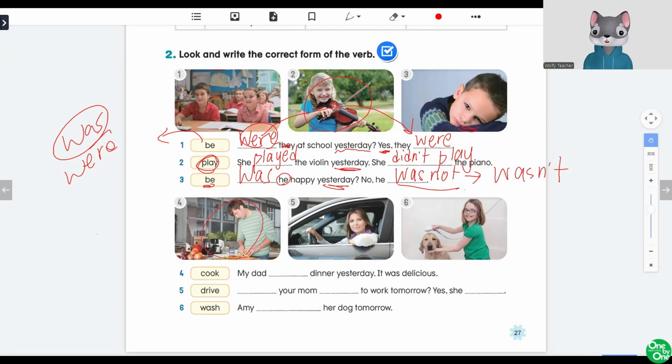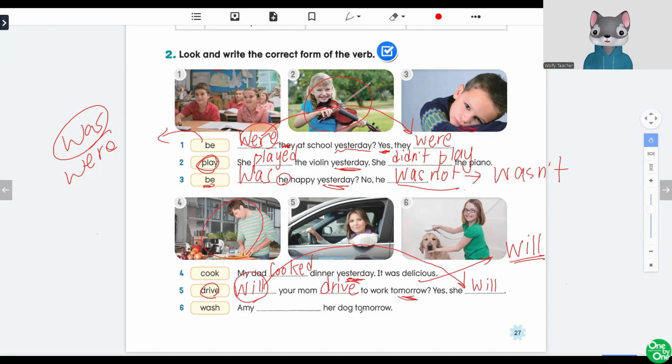My dad, what was he doing? My dad, now this has to be in the past tense. It's yesterday. My dad cooked dinner yesterday. Very good. It was delicious. Now, this is a question. It says tomorrow. If it's tomorrow, which word do we need to use? It's always going to be the word will. Remember. So, if it's a question, will your mum, and we need to use the original verb, will your mum drive to work tomorrow? And because we asked the question beginning with will, we need to have the same word at the very back. So, yes, she will.